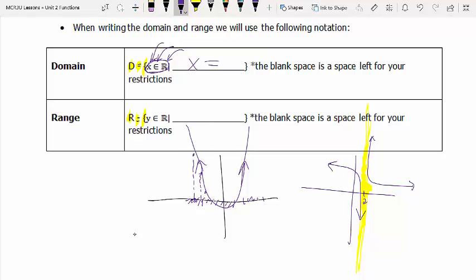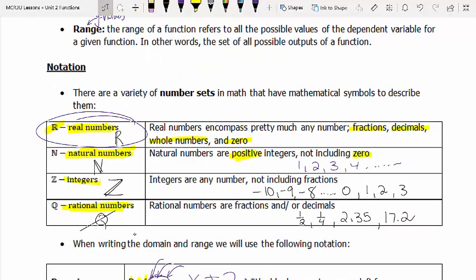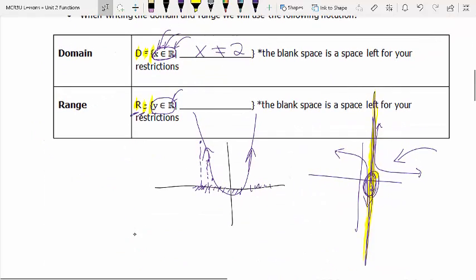x cannot equal 2, because on this graph there is no value associated with x equals 2. Same thing when you're asked to write the range. Start by writing R equals, open your bracket. If the range encompasses all y values, you'd say y is an element of all the real numbers, because the real numbers are a group that encompasses everything. And then if there's any restrictions, you write them here.